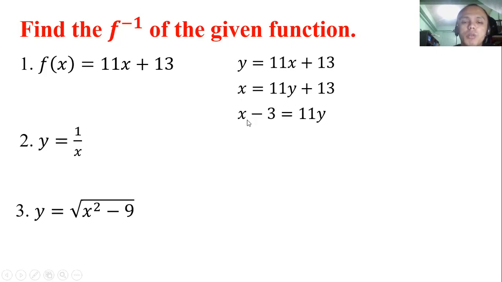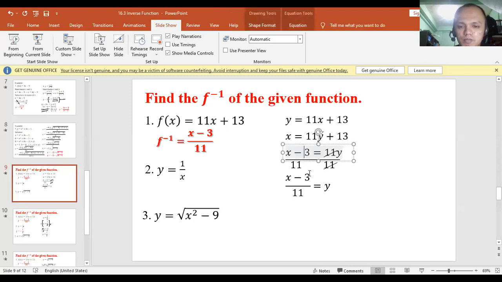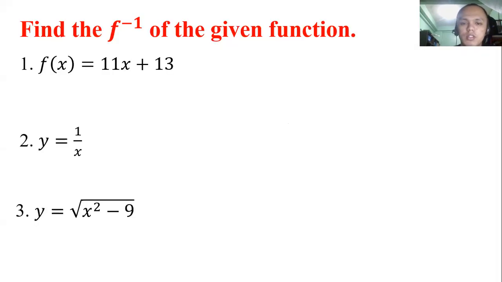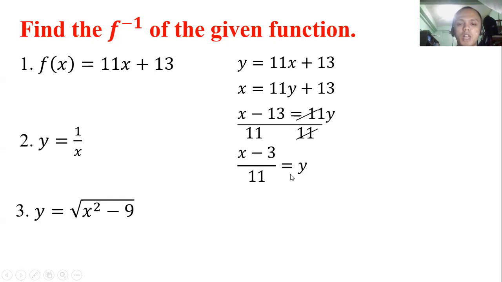Now, transpose 13 to the other side, maging x minus 13. And then, divide both sides by 11. Cancel out. Then we have x minus 13 divided by 11 equal to y. Okay? So, the inverse is this one.